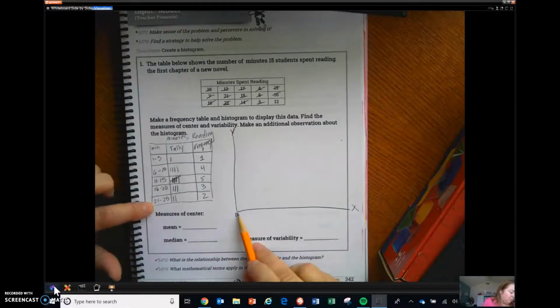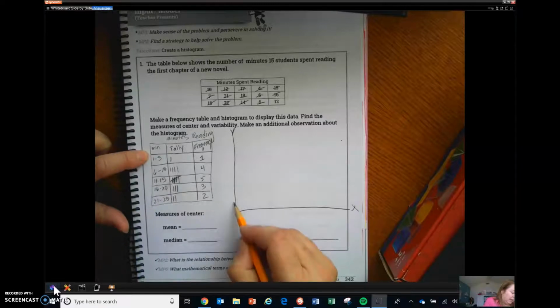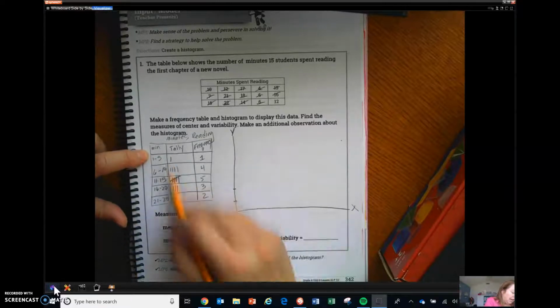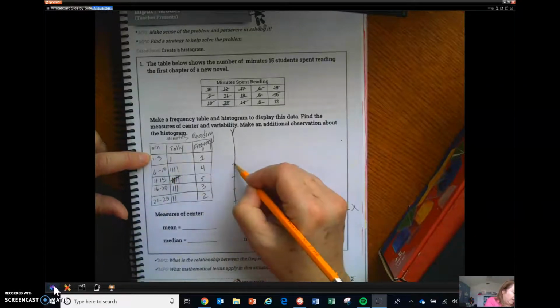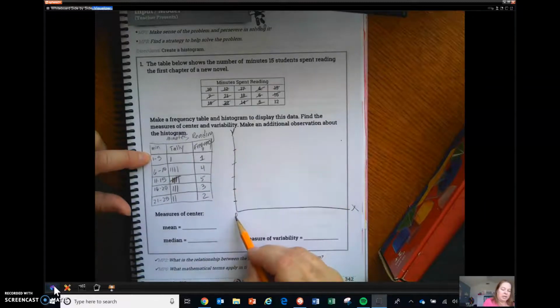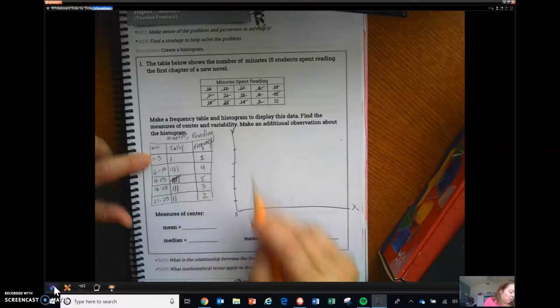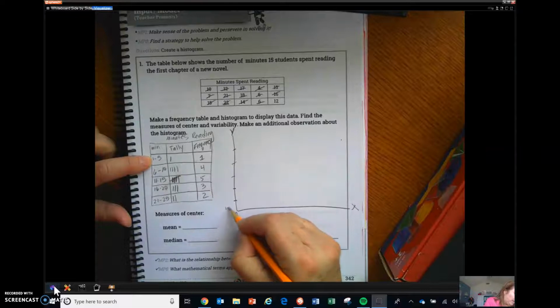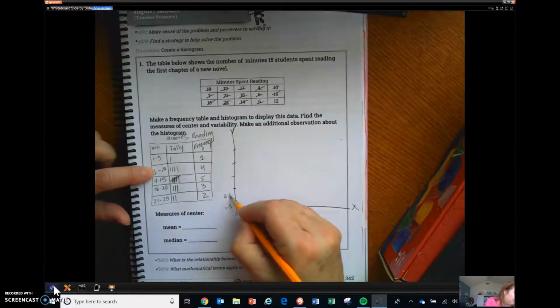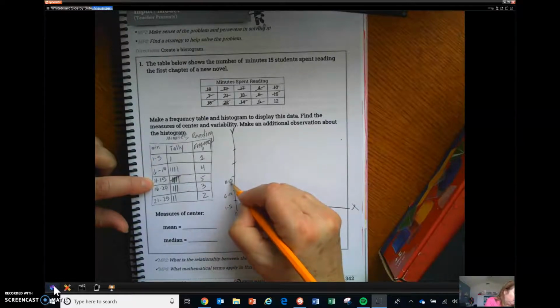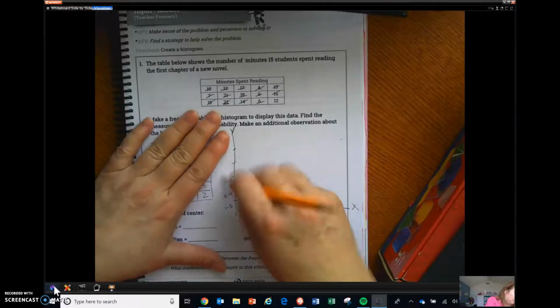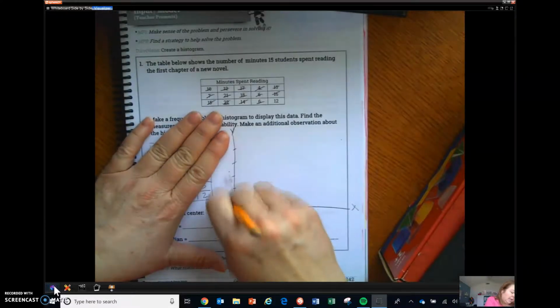And now I'm just going to make my tallies or my tick marks to match these. And remember, if 0 is here, you're going up. So this one would mean 1 to 5, 6 to 10, 11 to 15. Oops, I should put those. That's not what I meant to do.